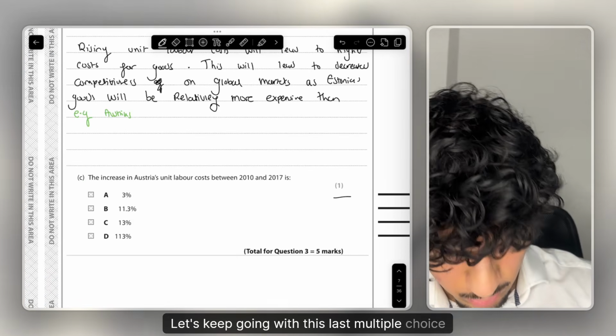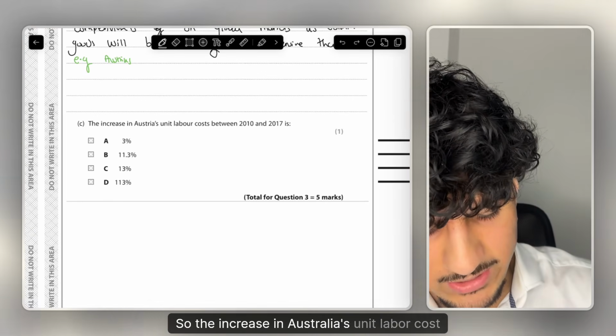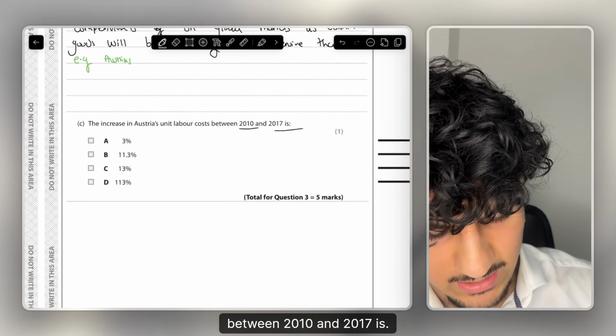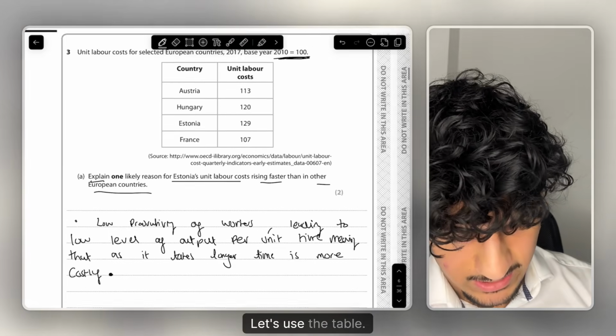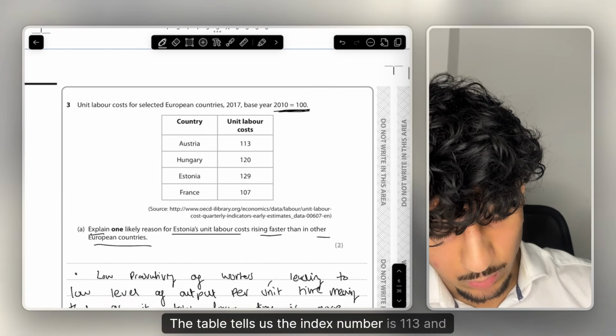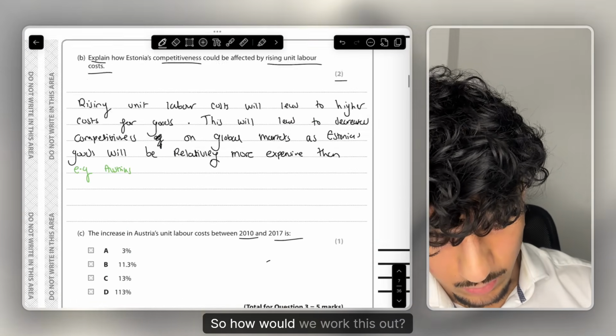Let's keep going with this last multiple choice question. The increase in Australia's unit labour costs between 2010 and 2017 is... So how do we work this out? Let's use the table. The table tells us the index number is 113 and the base year is 100. So how would we work this out?